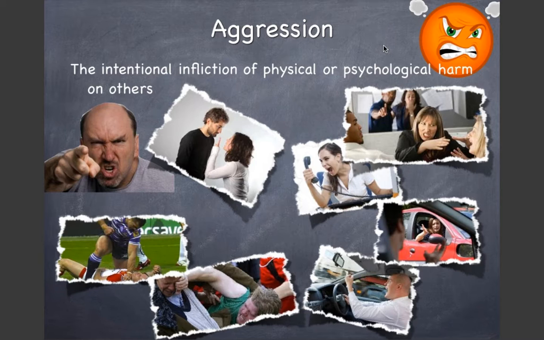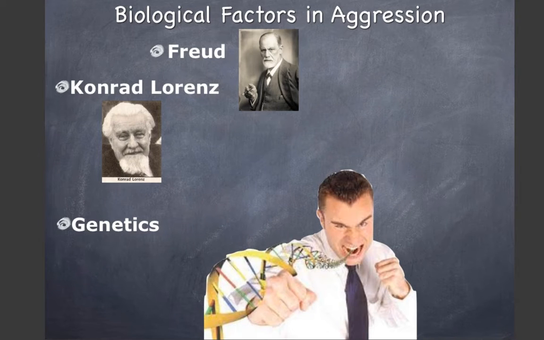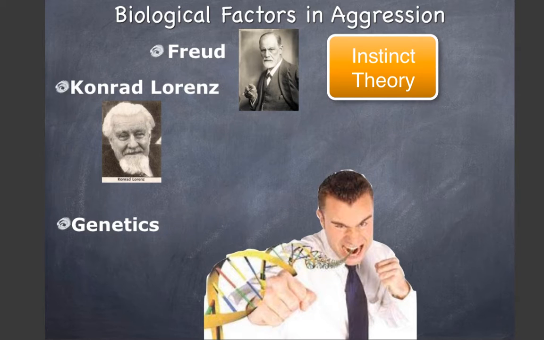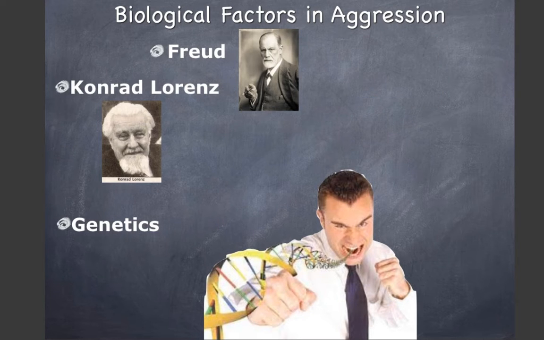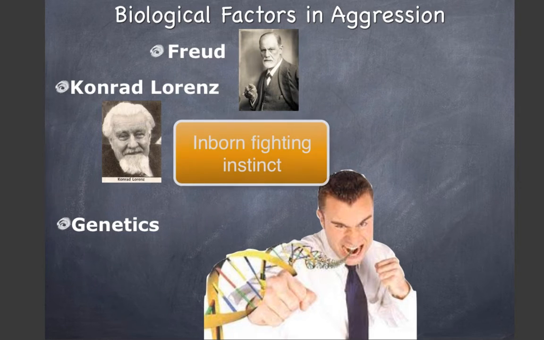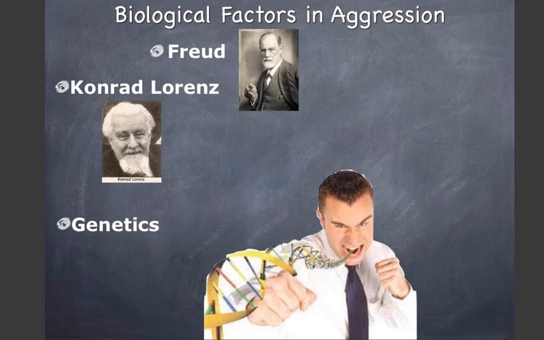And when we look at what reasons there might be, the biological factors in aggression, Freud and Konrad Lorenz had some theories. Freud's instinct theory held that the instinct turned inward is self-destruction, and turned outward is aggression or violence towards others. Whereas Konrad Lorenz said there is an inborn fighting instinct in many animal species. Most social psychologists say aggression is more complex than both Freud and Konrad Lorenz suggested.